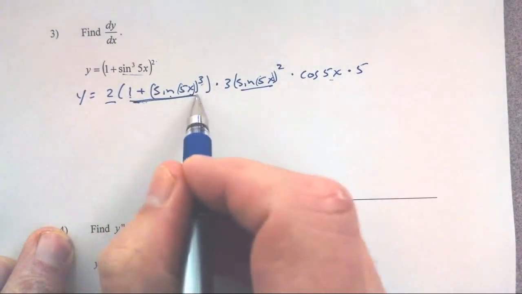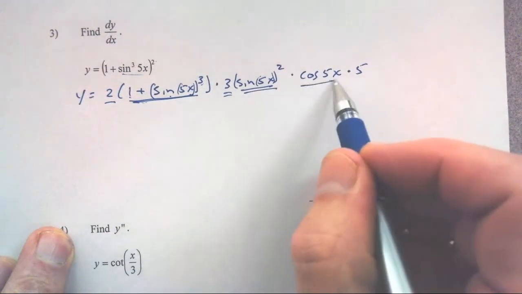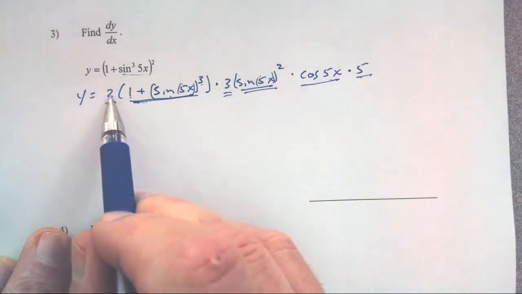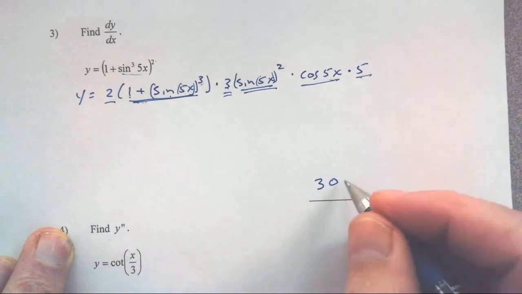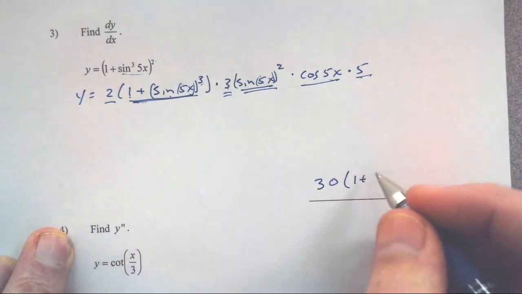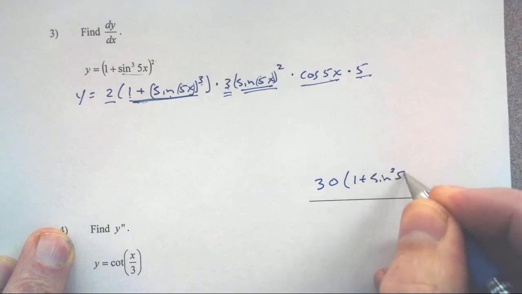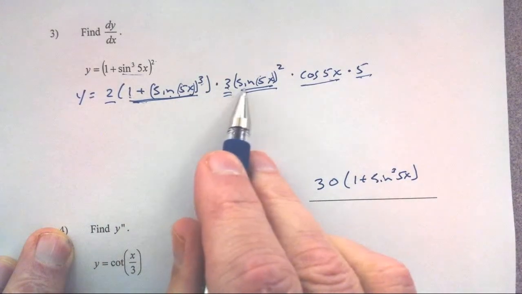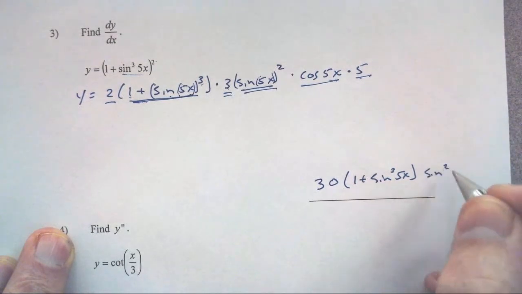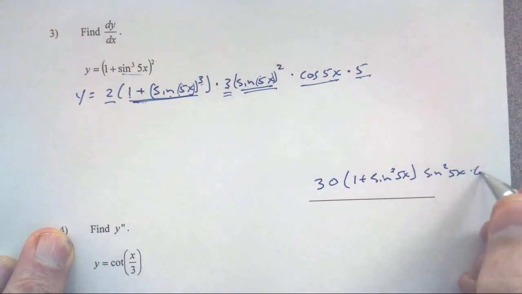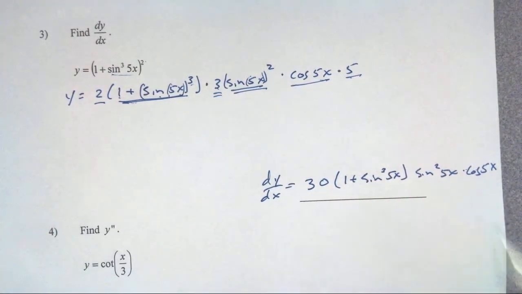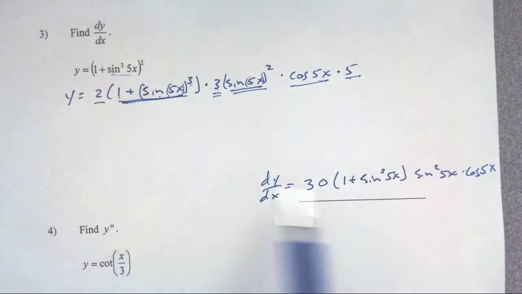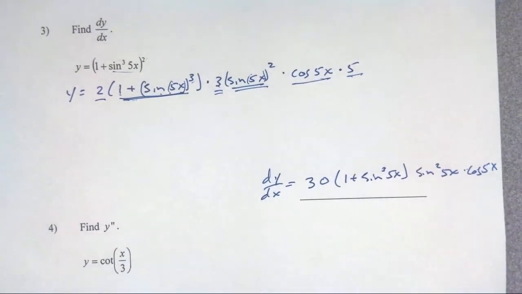I've got a factor, a factor, a factor, and a factor. I have constants, 2 times 3, 6 times 5, 30. I've got a 1 plus, I'm going to write this as sine cubed 5x. I've already used the 3. I've got a sine squared 5x, and I've got a cosine 5x. So dy dx, keep that in mind so you don't get penalized like I do. Might have to write small on some of these. Put your final answer down there. That would be fine.